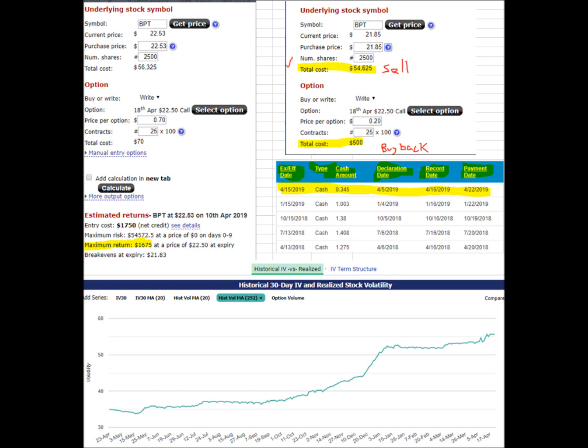So the first step is that you're purchasing the shares. You're giving yourself T+2 or T+3 days for settlement. You're going to spend about $56,000 to get into the position.